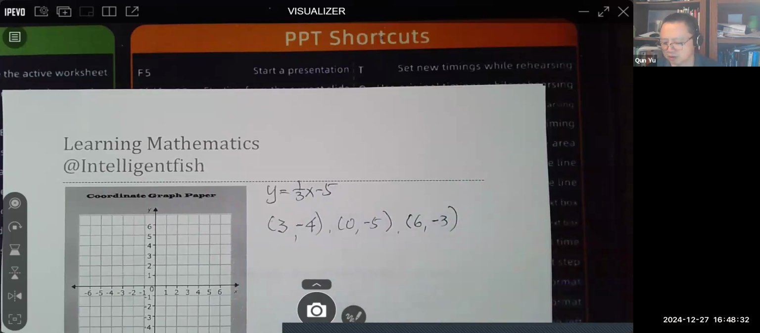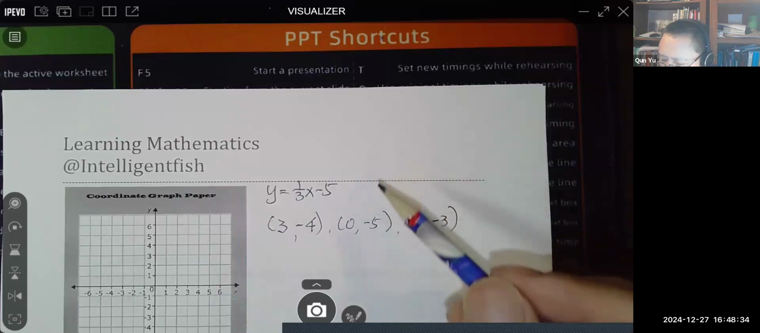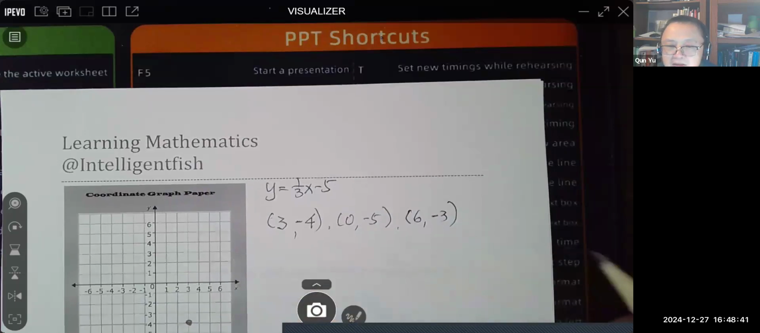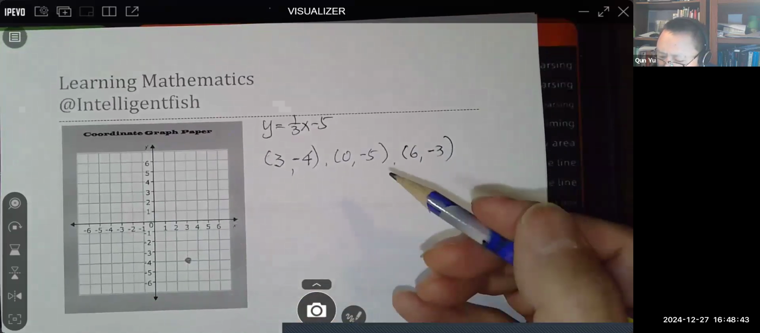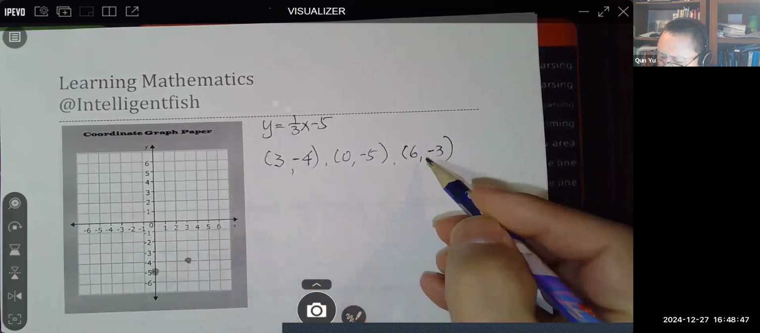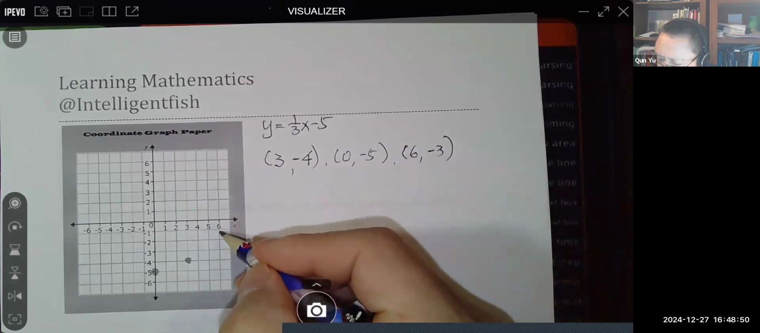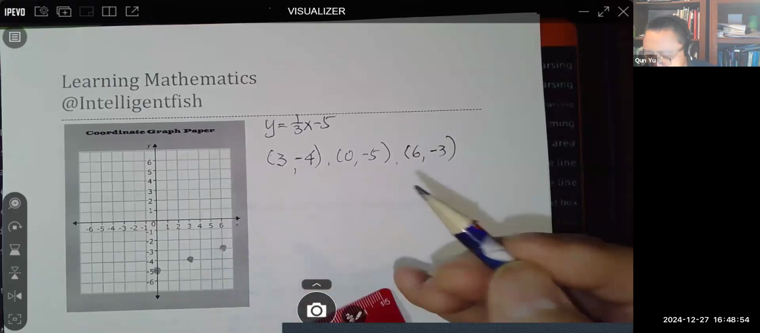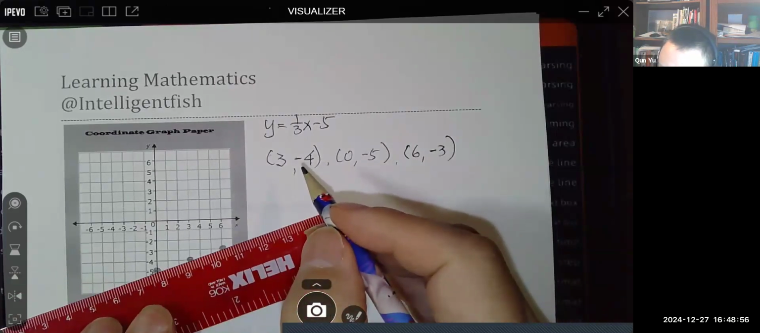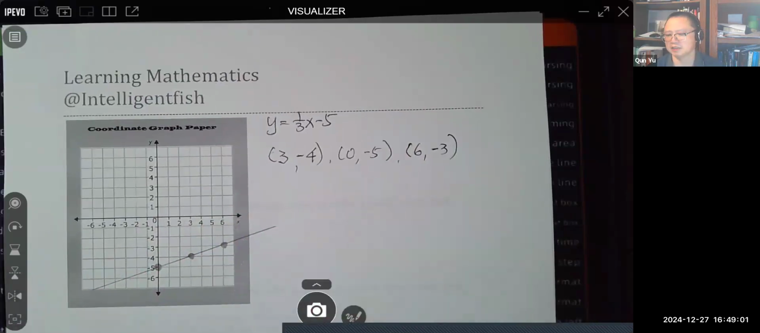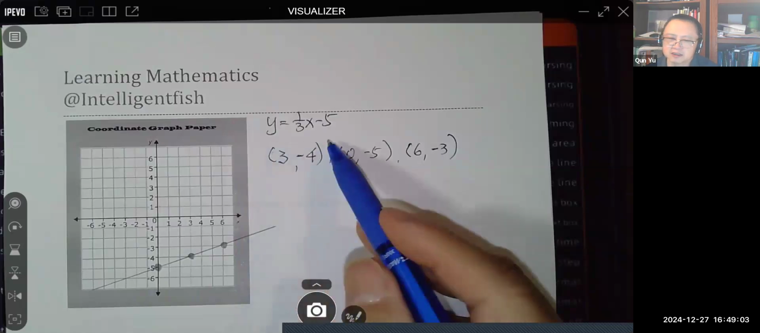Now let's draw these 3 points. 3, negative 4, that's here. And 0, negative 5, that's here. 6 and negative 3, that's here. Are they on the same line? Looks like. Yeah, that's the line.